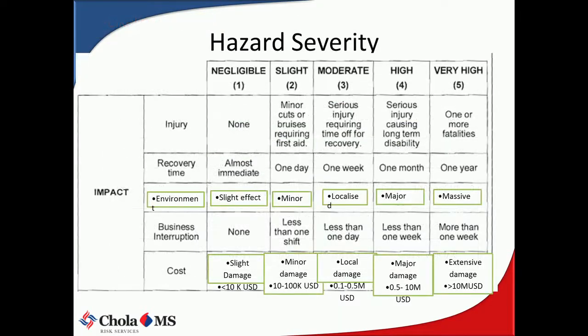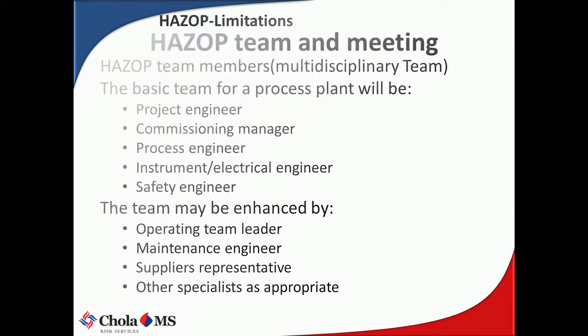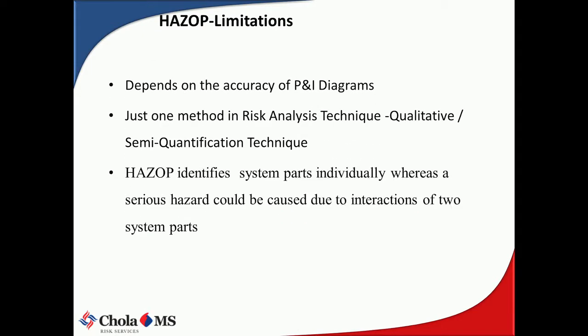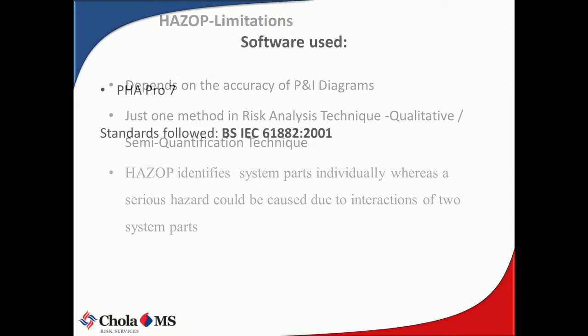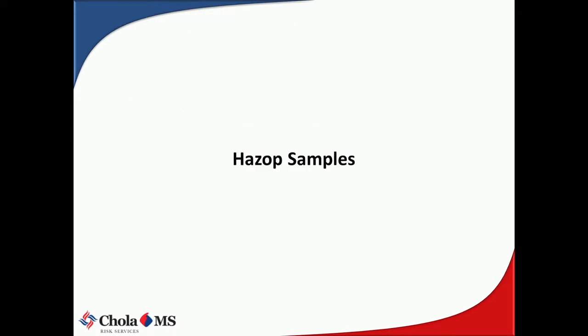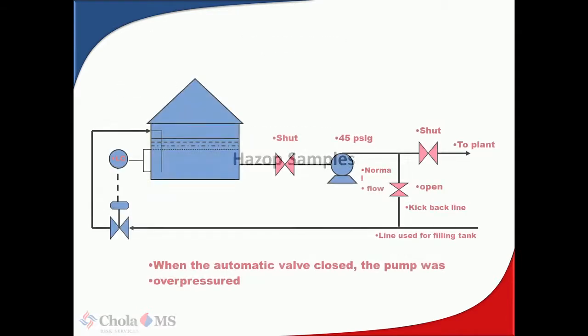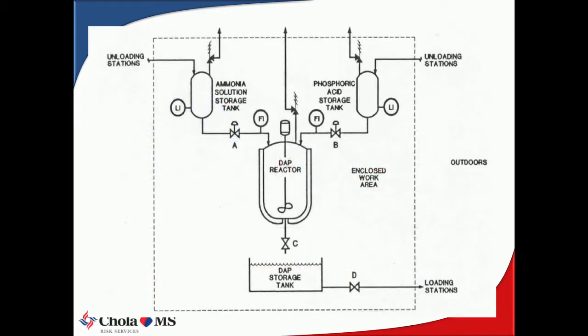This is risk ranking. These are some of the limitations. The software used for doing this HAZOP is PHA Pro, and the standard followed is BSI 61882. This is the standard where we use the guide words and all this. Just one sample.